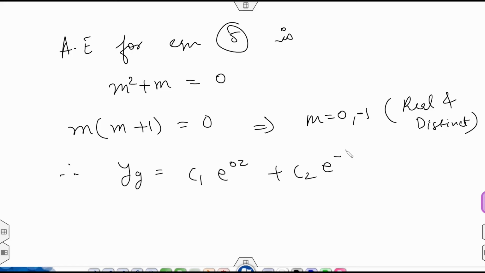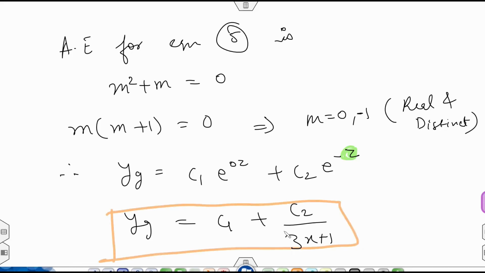Now again, you have to change this z into the x variable. So finally your yg will become this, and this will be your final solution for the given differential equation. I am just writing out 3 questions to try. I hope after watching this video you will be able to solve all these 3 questions.